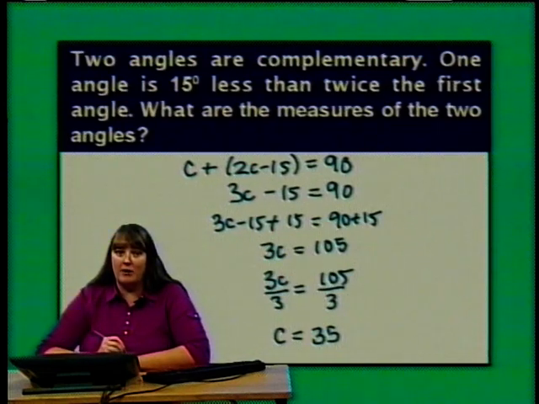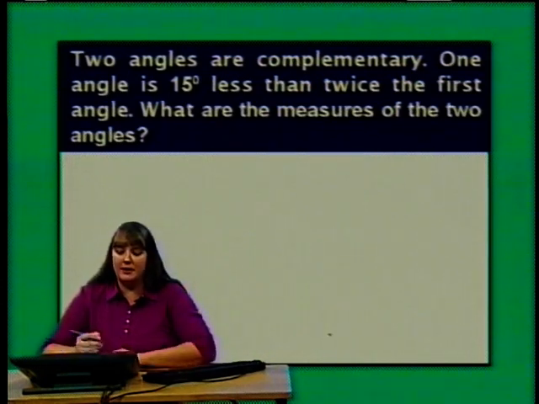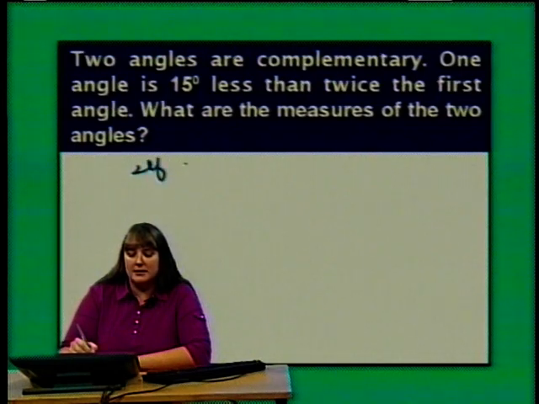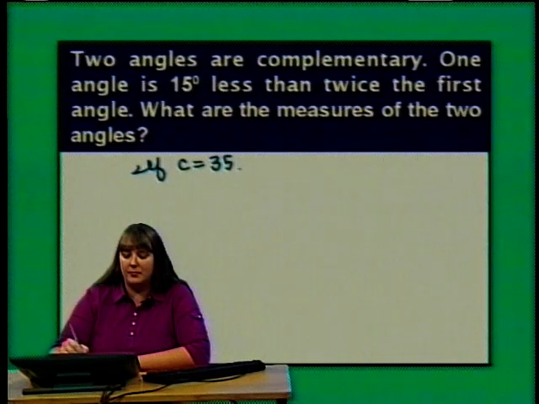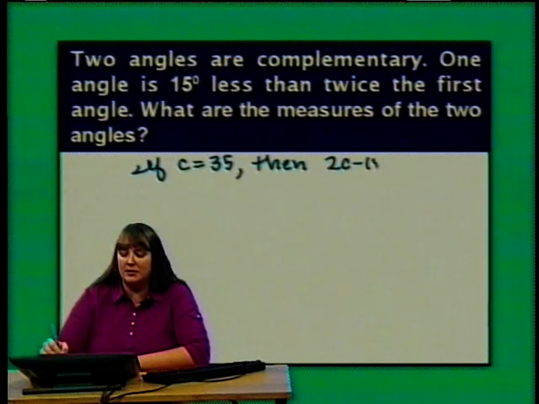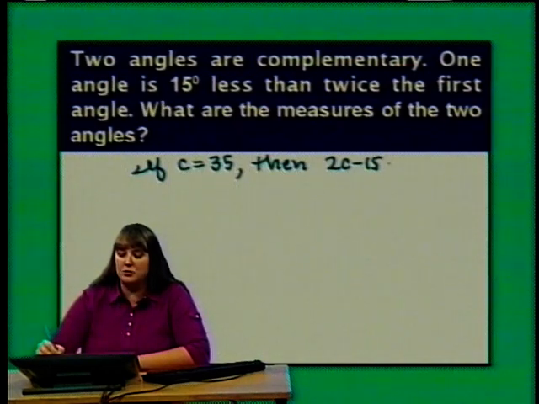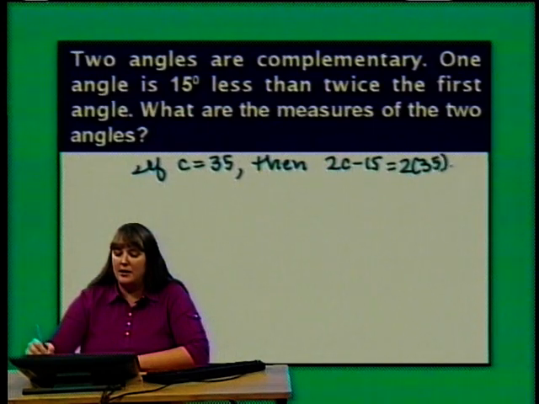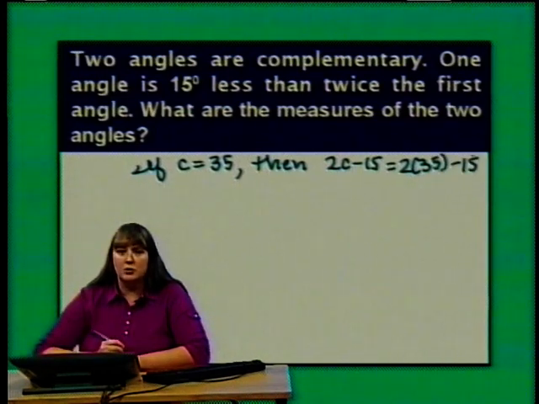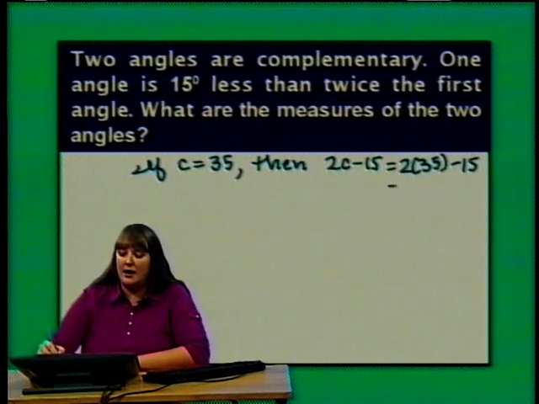Now before I write my conclusion, I want to make sure that this makes sense in the context of the problem. So for my check, well, I know that I just solved for C and found C is 35. My complementary angle to that was 2C minus 15. So if C is 35, then 2C minus 15 is 2 times 35 minus 15. 2 times 35 is 70. If I subtract 15 from 70, I get 55.